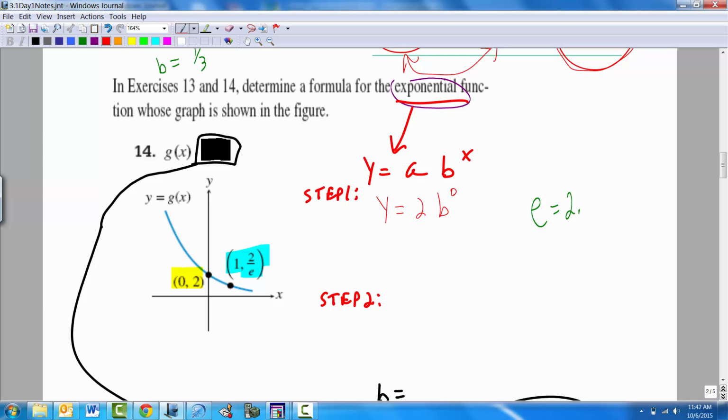I plug in 0 for x, and I plug in 2 for y, and then a becomes 2. So a equals 2, and then you reinsert that in, and then you plug in the next coordinate, which is 2 over e equals 2, the newfound, and then luckily 1 for b, which is real simple. Now, just to speed this up, multiply both sides by 1/2 as opposed to divide by 2, so you can see what happens with the 2's.